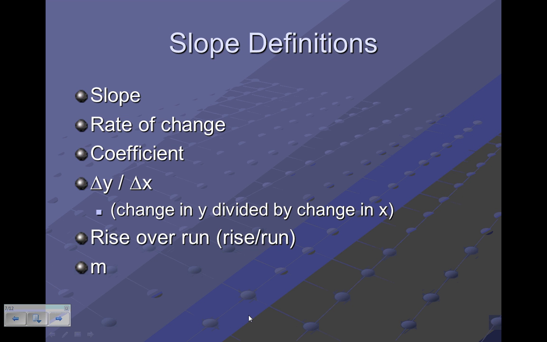The definitions of slope. Slope can also be called the rate of change. It can also be called the coefficient, delta y over delta x, which is the change in y divided by the change in x. See this little triangle thing in the Greek alphabet? That's delta. That's what I'm saying, delta y divided by delta x. Rise over run, okay, and we use the letter m. Now, theories have it that you use the letter m because slope in Latin starts with m, or the person who figured out what slope was, his last name was m. Anyway, whatever it is, the letter that they use to represent slope is m.